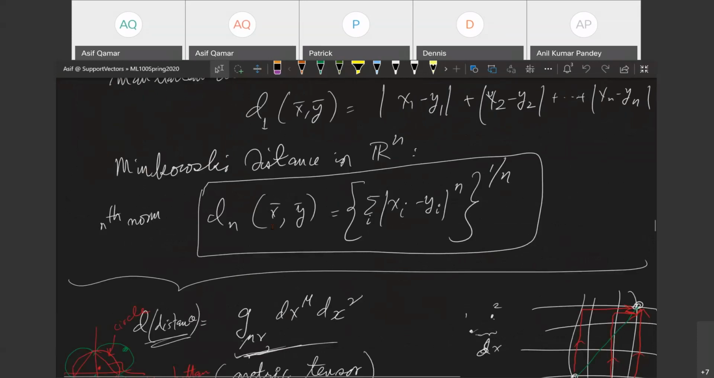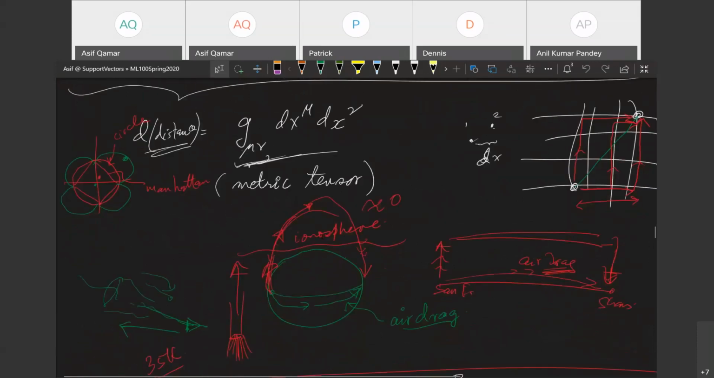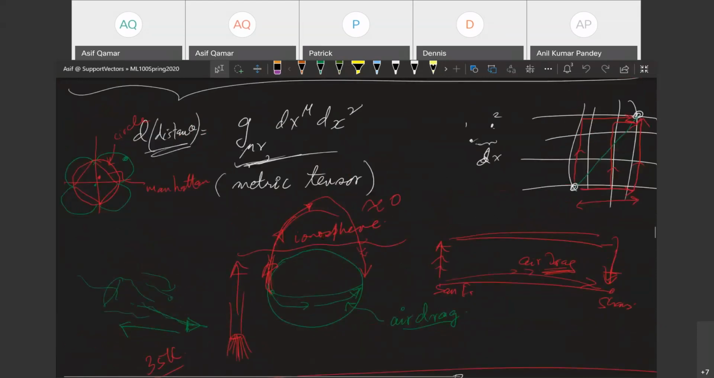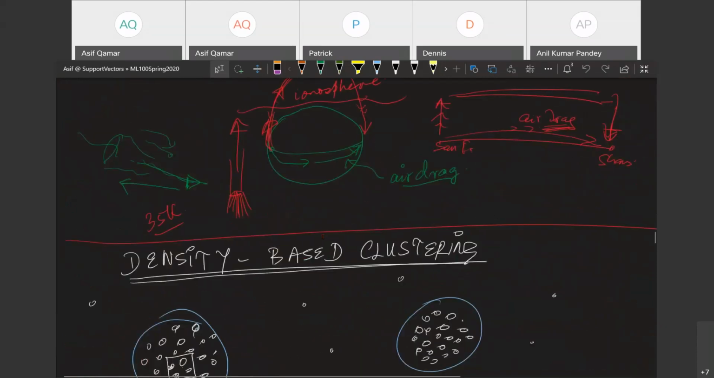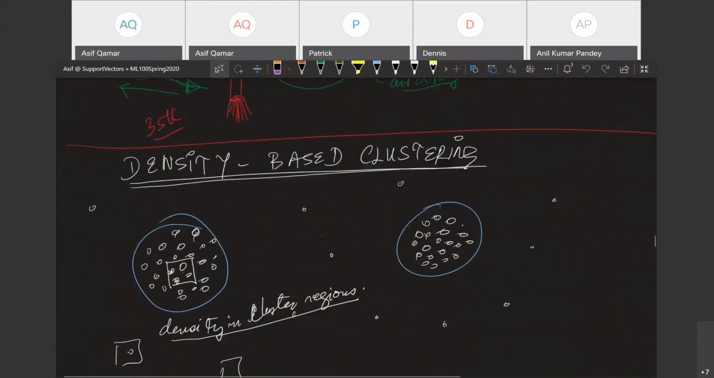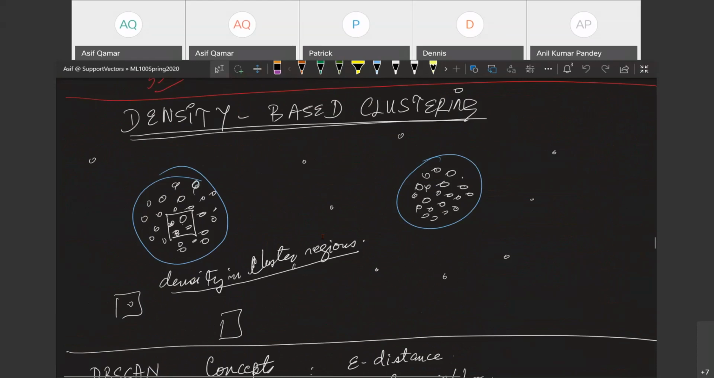The generalized Minkowski distance we talked about, and then I also taught you about much more general things like the notion of metric tensors and so forth, when there's a deformation of the surface, complicated surfaces. We talked about density-based clustering.